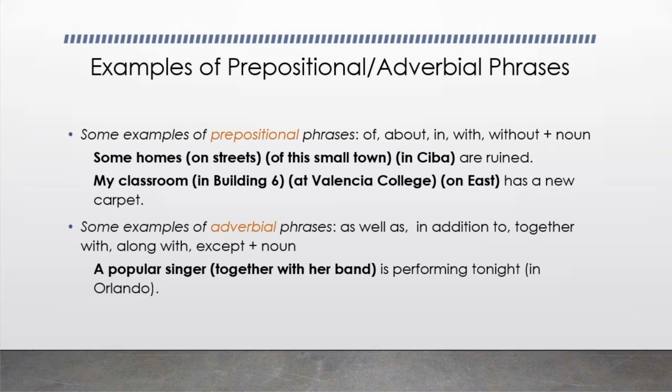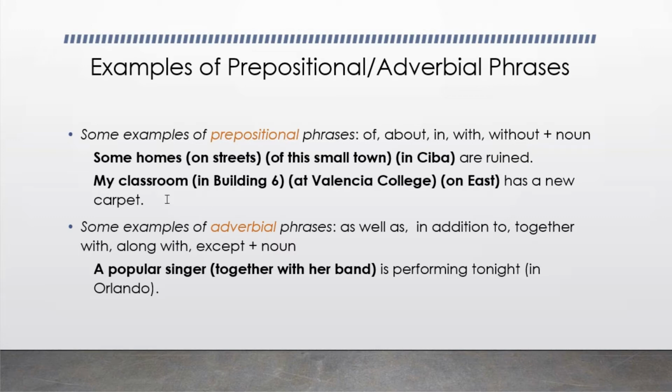Here are some examples of prepositional and adverbial phrases. So you know prepositions like of, about, in, with, and when they come with a noun, they make a prepositional phrase. Let's look at this sentence. Some homes on streets of this small town in Cuba are ruined. So you have this one long complex subject. And there are 3 prepositional phrases here. On streets, of the small town, in Cuba. So out of this complex subject, only the word homes is a simple subject, and because it's plural, you have the verb are.